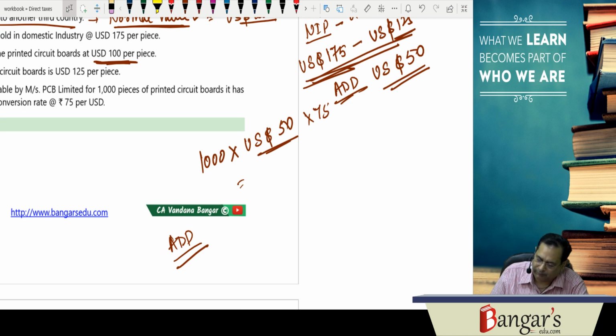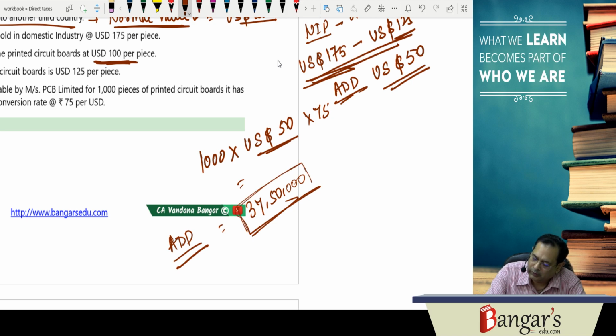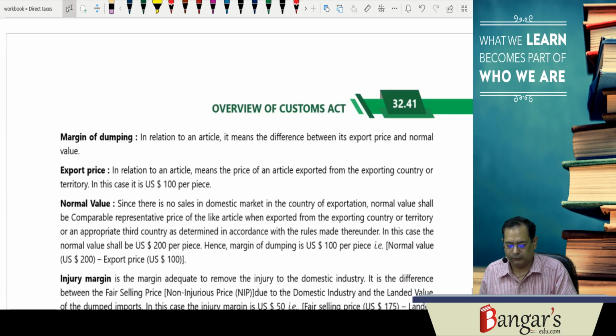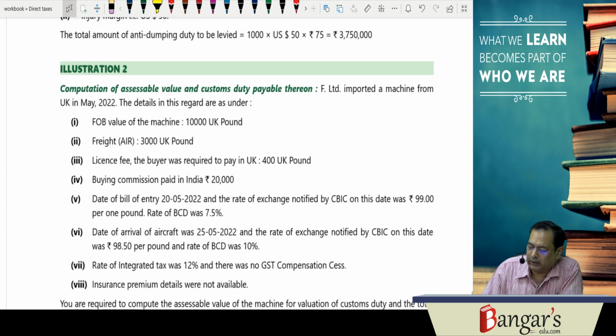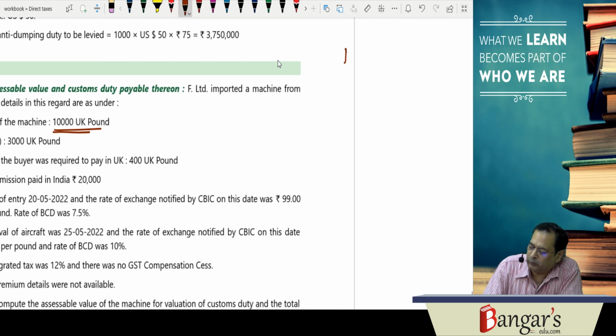The amount of anti-dumping duty will be, as 1000 units have been imported, exchange rate 75 into 50. That is what? 37 lakh 50,000 rupees will be the anti-dumping duty that is to be levied here. This type of question can be asked in your examination. Now, one more question. Say, F Limited imported a machine, and the FOB value of the machine is UK pound 10,000. Now, they have given the FOB value.